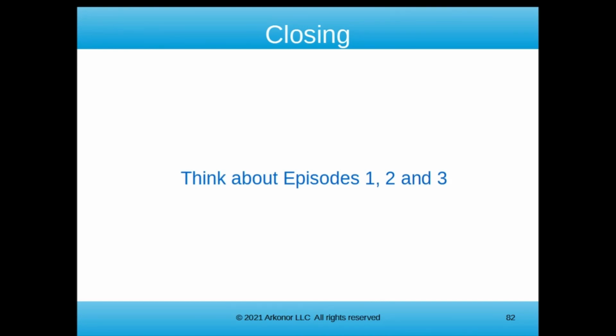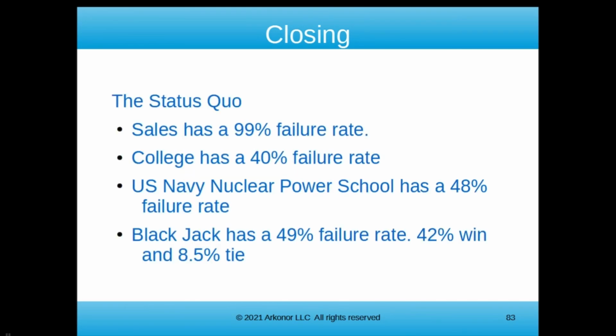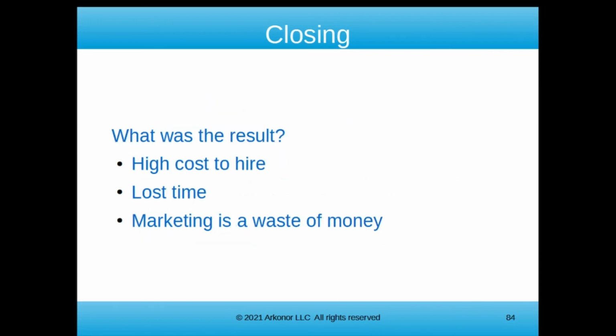The depth of the problem is bringing forth all the pain points. There was nothing but pain and frustration by starting to understand the depth of the problem. The stuff that everyone ignores as status quo. The status quo: sales has a 99% failure rate. College has a 40% failure rate. United States Naval Nuclear Power School has a 48% failure rate. Blackjack has a 49% failure rate, 42% win rate, and an 8.5% tie rate. I would have better odds of being a successful professional gambler at those rates.